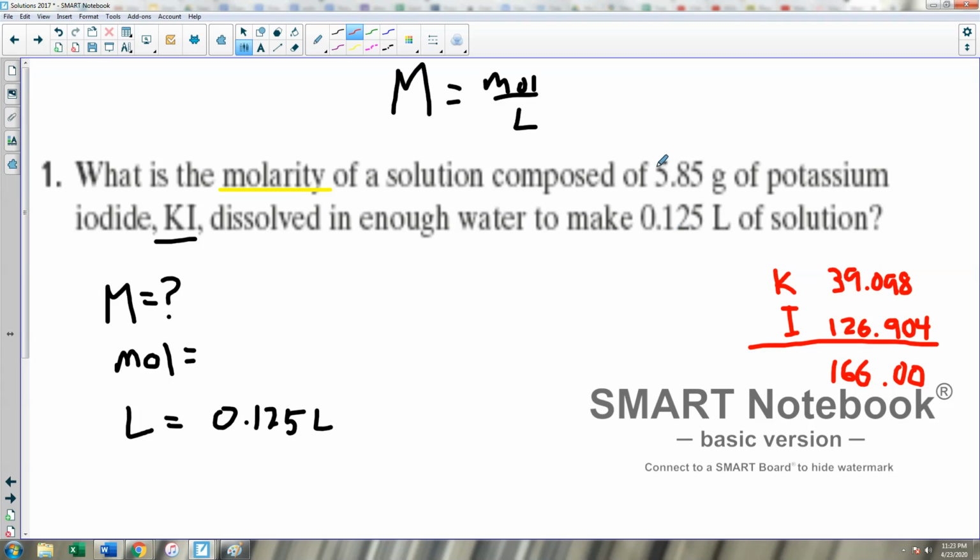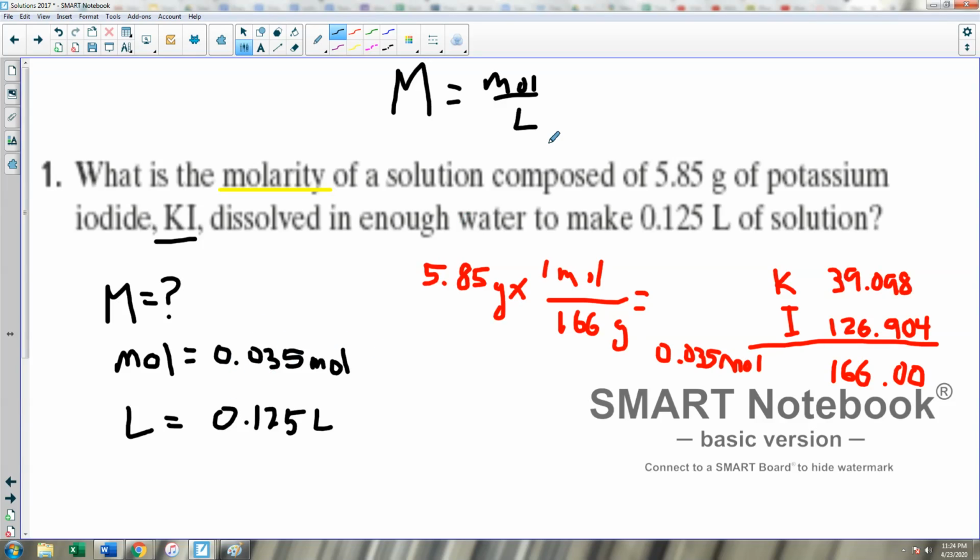Okay, so 166 grams per mole. So I need to get the molar mass, or to get grams to moles, I take 5.85 grams times 1 mole over 166. That's 0.035 moles. Sorry, it's hard to write with a mouse. So 0.035 moles here.